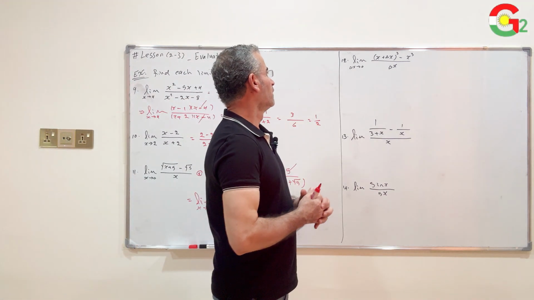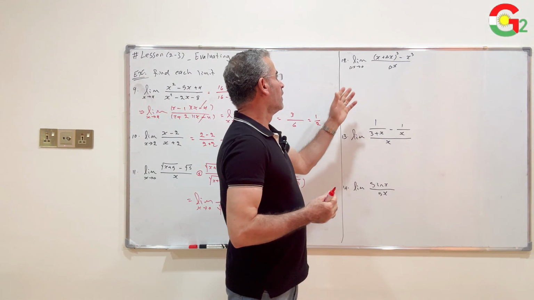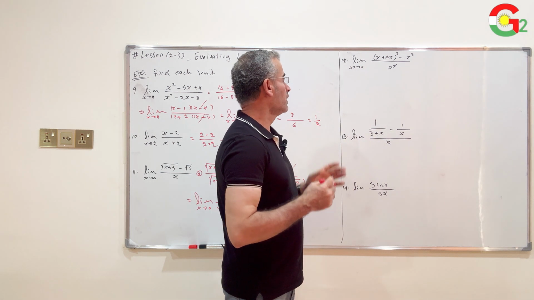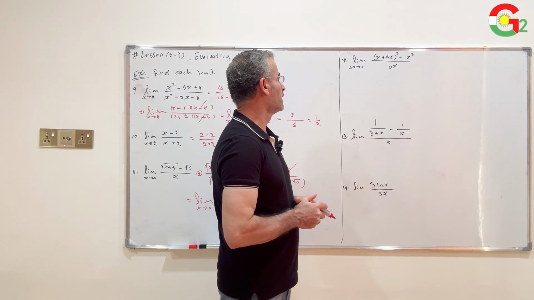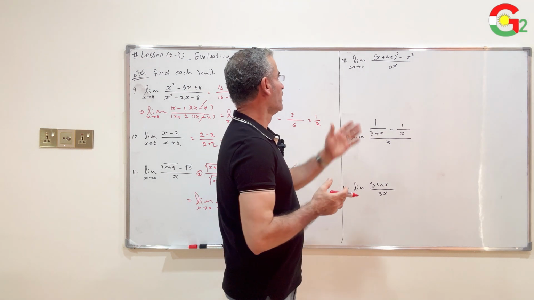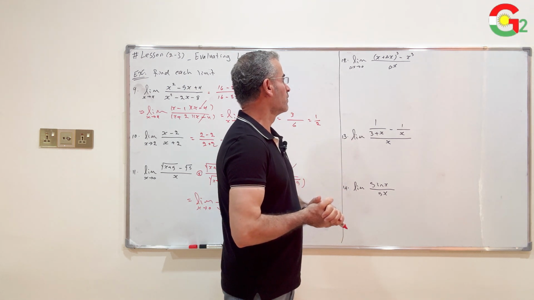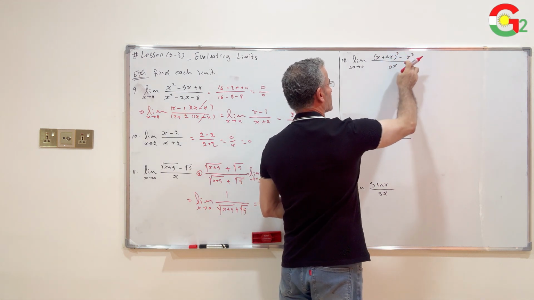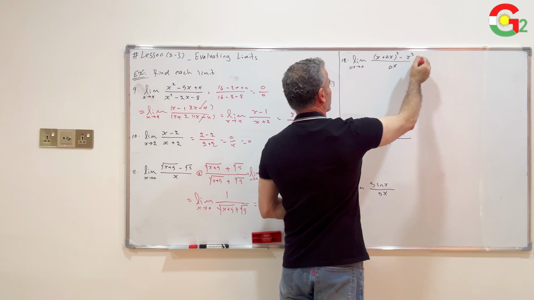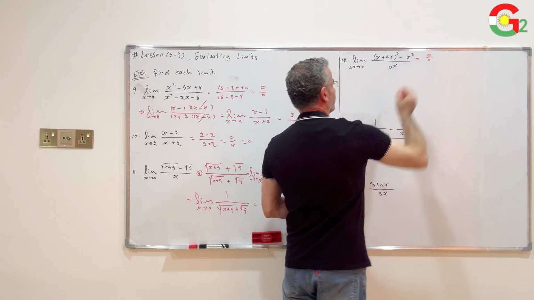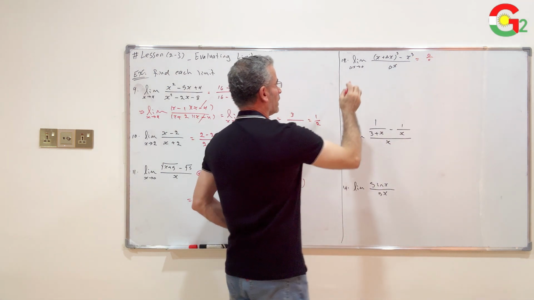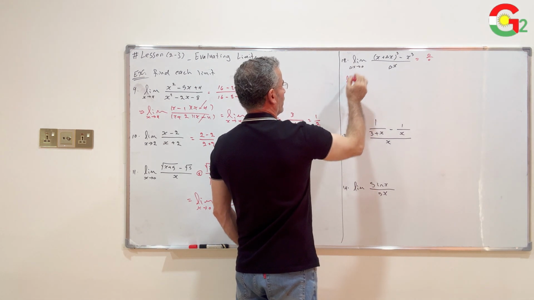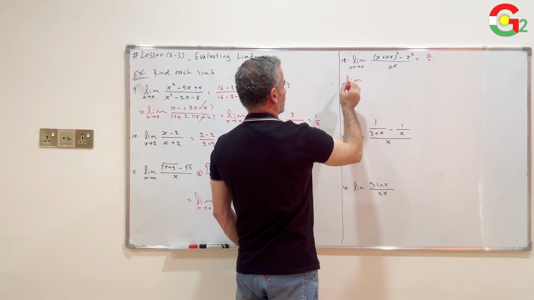Number 12, find the limit of the function (x plus delta x) power 3 minus x power 3 over delta x when delta x approaches 0. If I substitute delta x with 0, then the answer is x power 3 minus x power 3, which is 0 over 0. But we can solve this kind of limit by opening the bracket in the numerator.